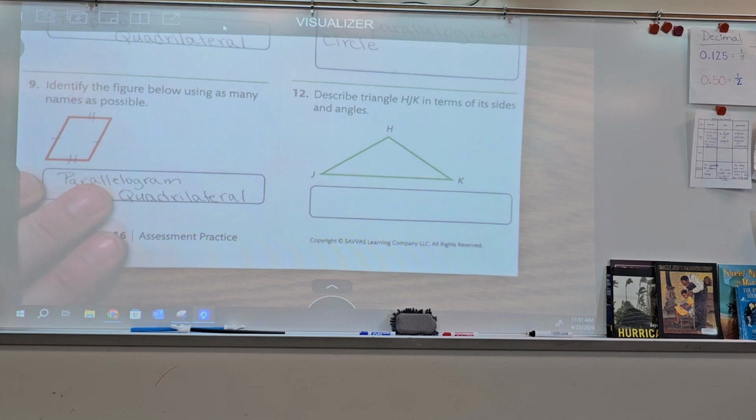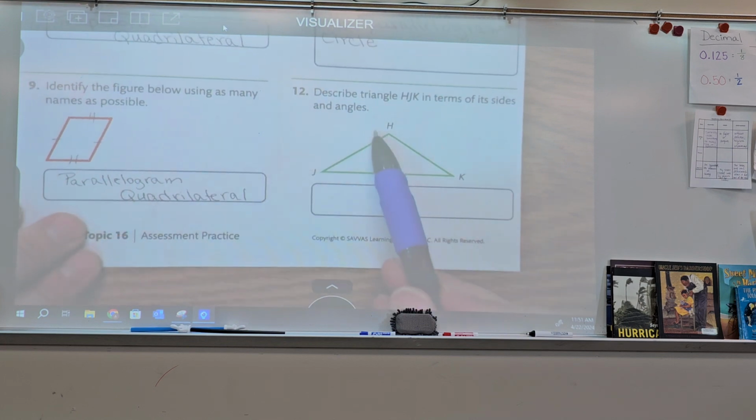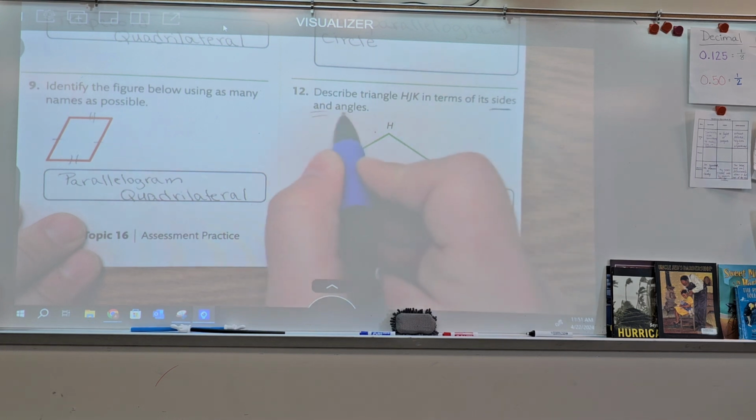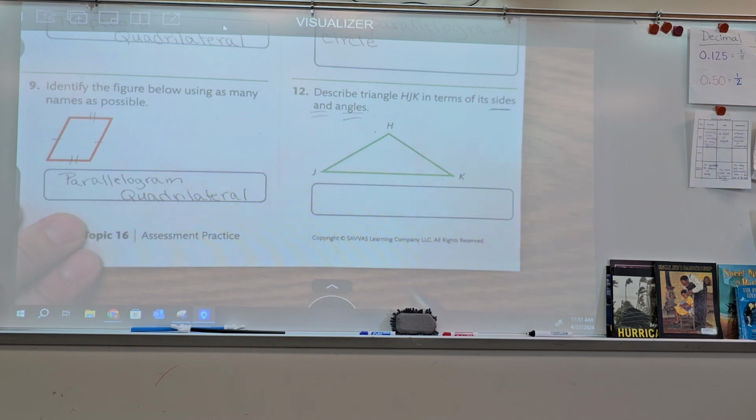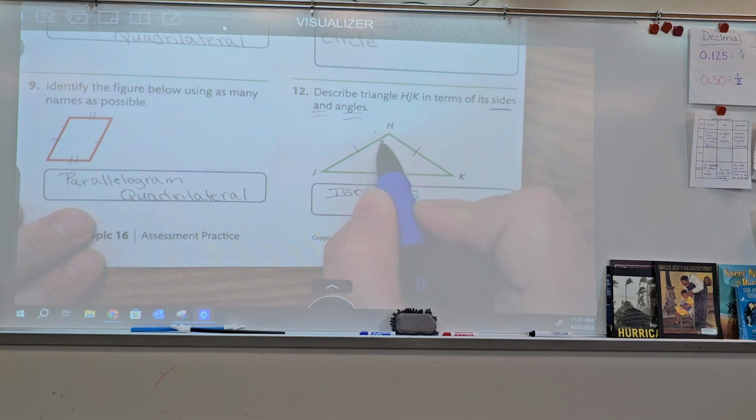And then number 12, how would you describe triangle HJK in terms of its sides and angles? So first of all, I'm looking at the sides. This looks to me like I have 2 sides that are the same. Because I have 2 sides that are the same length, I'm going to have an isosceles triangle. Now looking here, I do not have the right angle mark here, which means this is not a right angle.